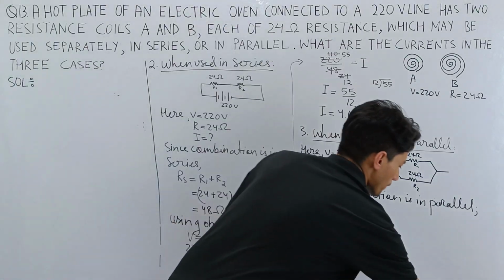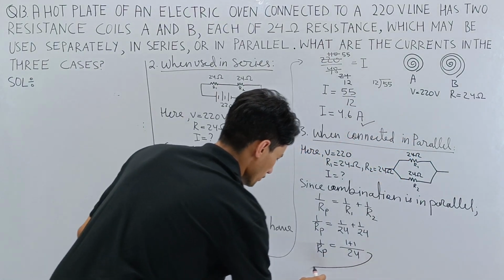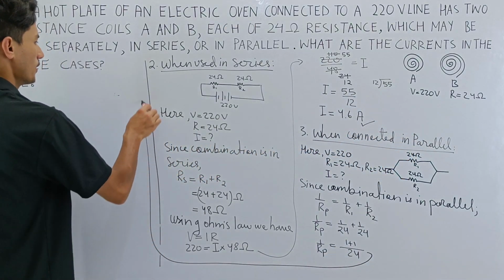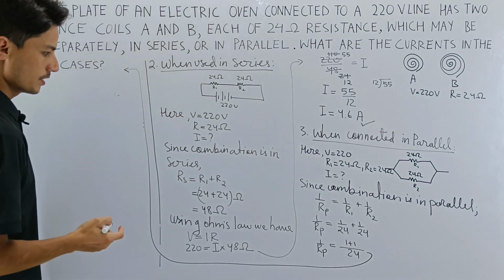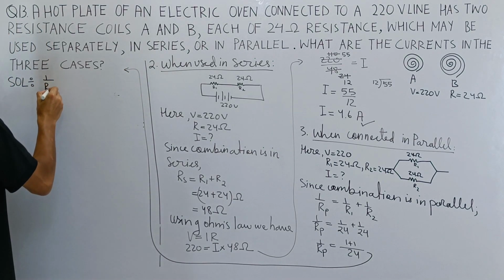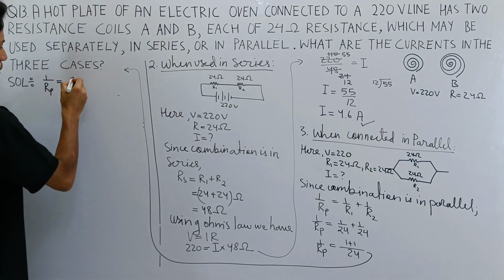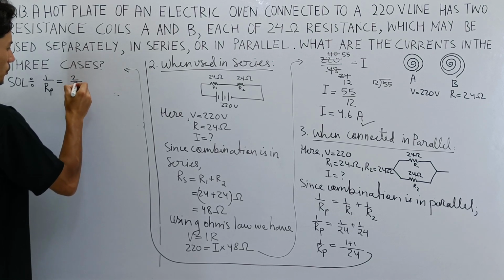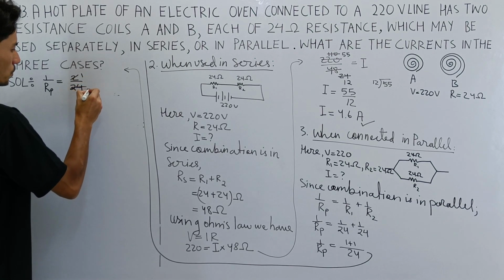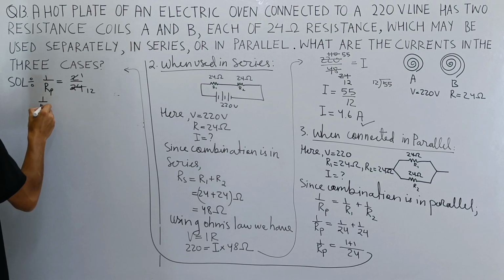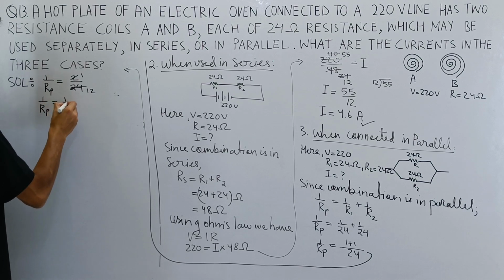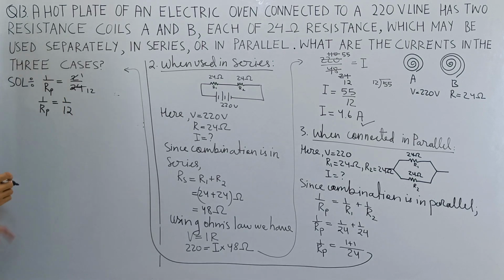So let's bring it all the way from here to here, such a long drive. So 1 by Rp is equal to 1 plus 1, 2, 2 by 24. 2 ones are 2, 2 twos are 4. So 1 by Rp is equal to 1 by 12. I am talking about this very part.